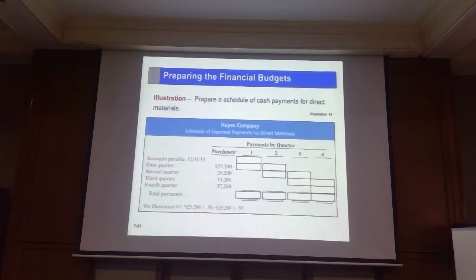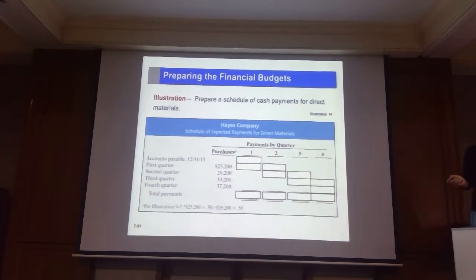prepare the schedule of the cash payment for direct material, right? We know from our direct material budget the purchase amount, how much we purchase during each quarter. But how about the payment? We don't pay everything in that quarter, right? So we need to come up with the payment schedule here.